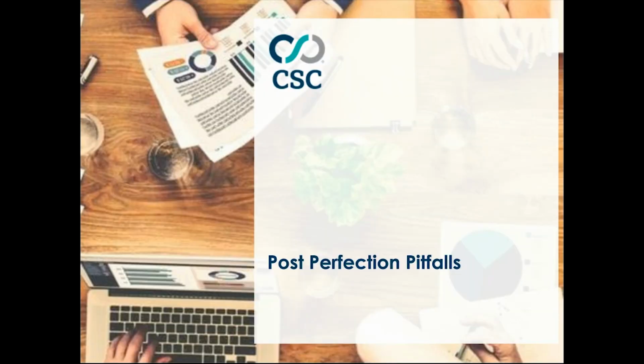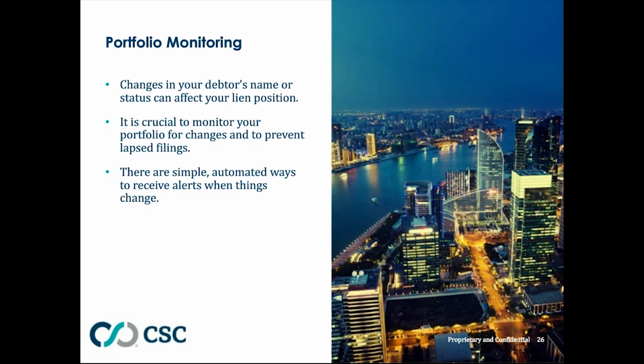Next up is post-perfection pitfalls. CSC offers some UCC monitoring options, such as portfolio monitoring. With portfolio monitoring, as you probably know, changes in your debtor's name or status can affect your lien position. It is crucial to monitor your portfolio for changes and to prevent any lapsed filings. And also there are simple automated ways to receive alerts when things change.